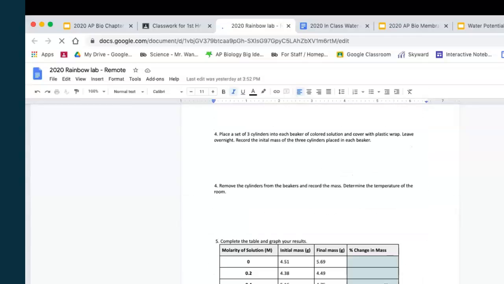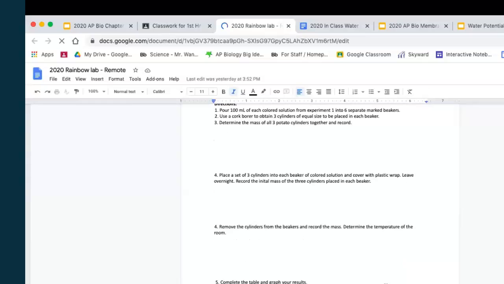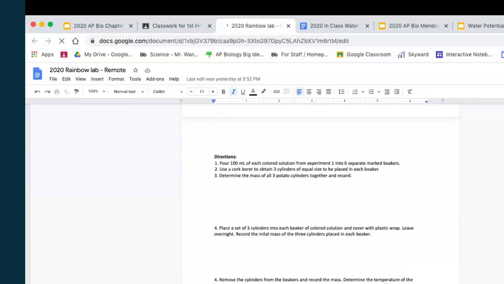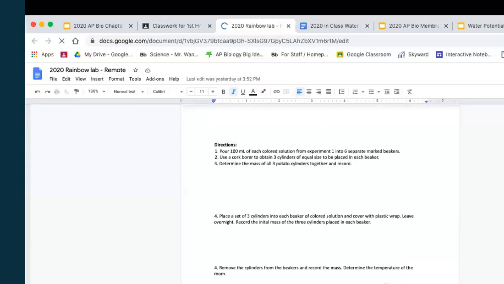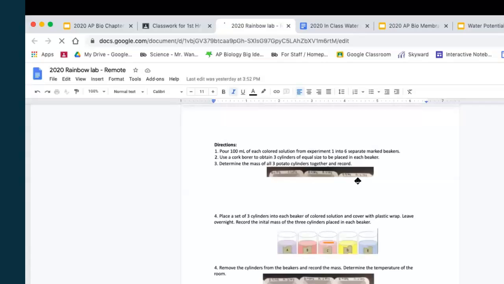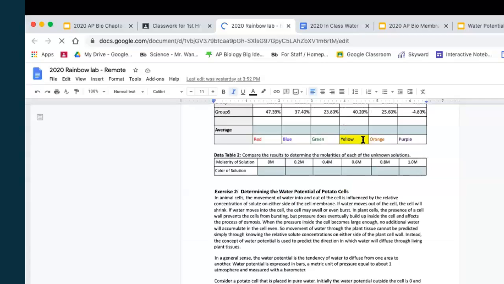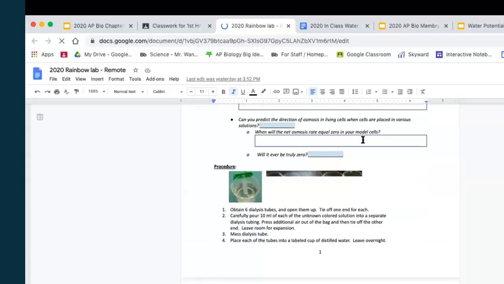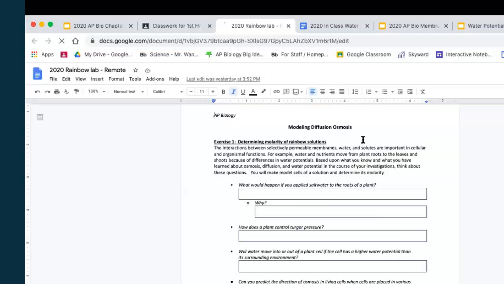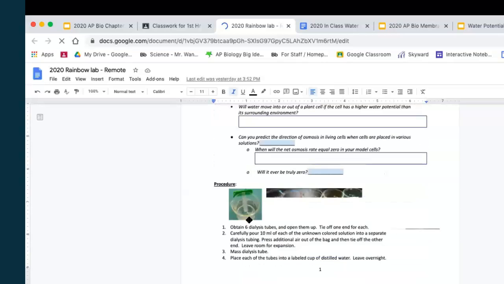Part one of the lab is usually like this: I give you an unknown colored solution, and I come in and say, oh no, I forgot to label my solutions. We've got to figure it out. So you're going to figure out which molarity each of those solutions is, based on how much change there has been between the dialysis tube's initial mass and its mass after the fact.